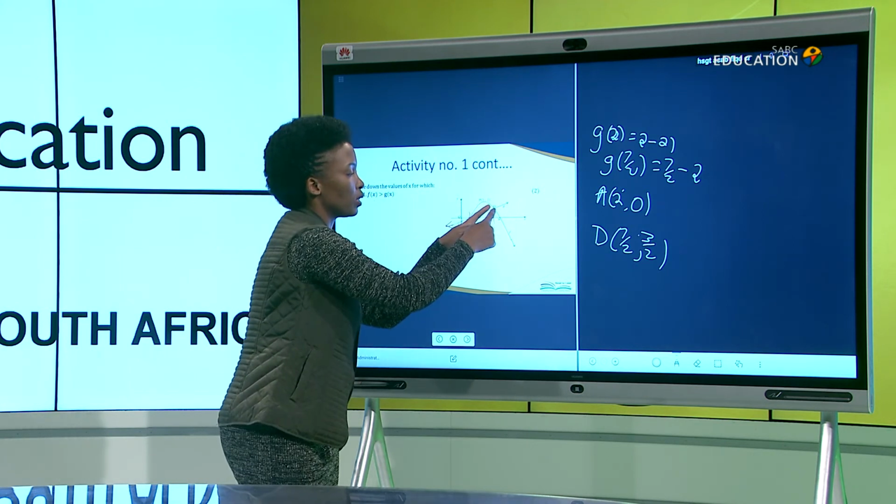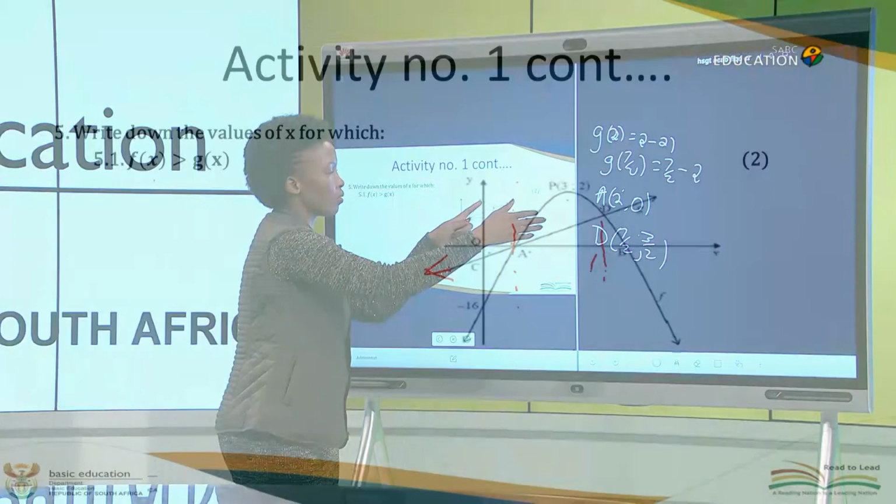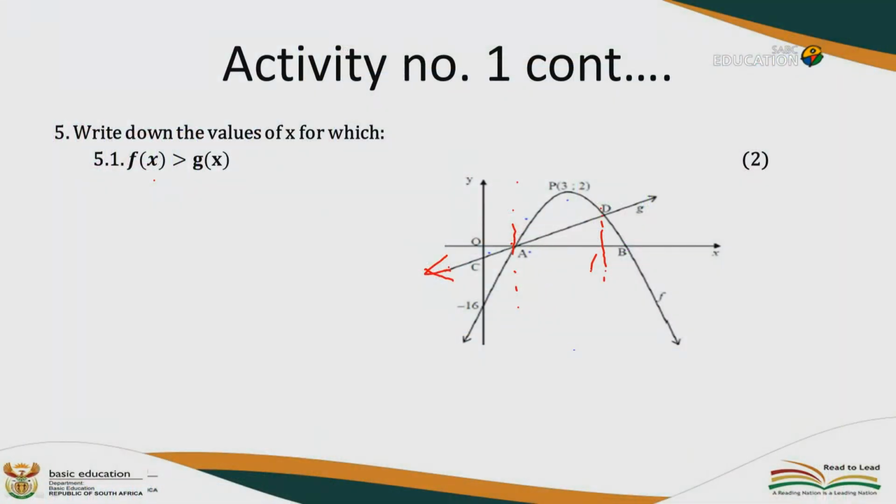If you check from point D up to the positive infinity side, you can see that the straight line is above f(x), or f(x) is below the straight line g(x). So this part doesn't qualify. The only portion that qualifies is from point A up to point D. That's where the graph of f(x) is above the graph of g(x). There is our solution. So our solution will be x is an element of what? Or x is between what?